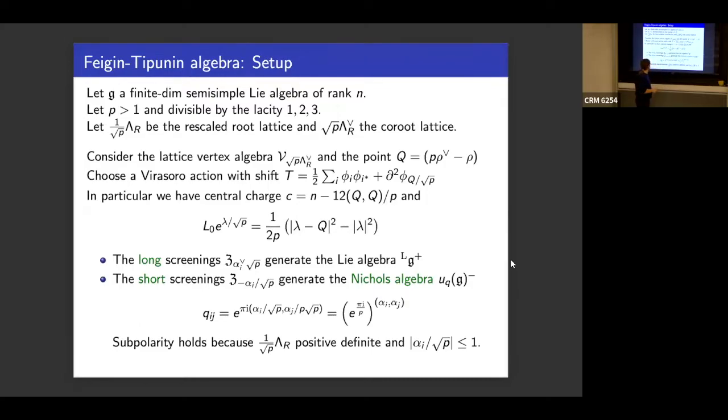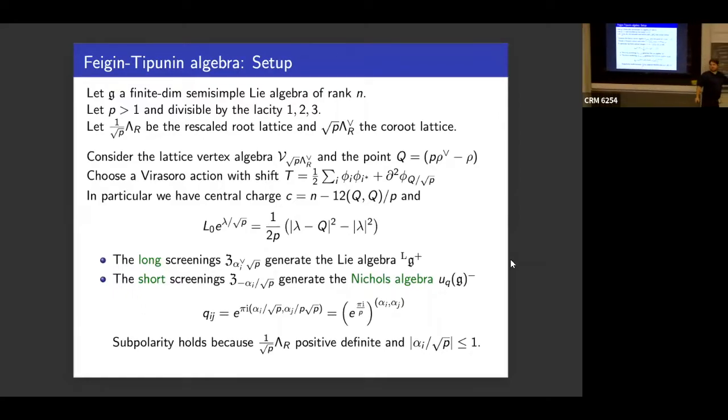I think so. And you have to check that the subpolarity holds here. And you can check this because you know that this lattice is positive definite and the lengths are smaller than 1. And this is exactly what goes wrong in the negative definite cases.